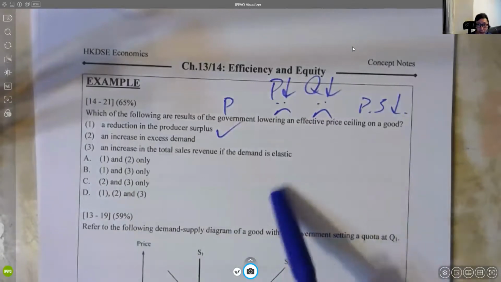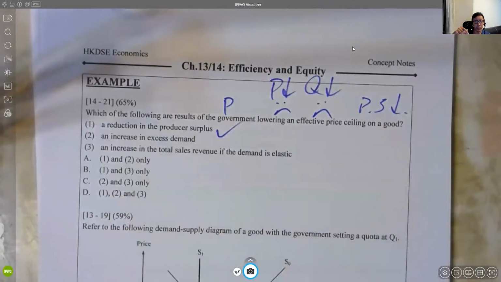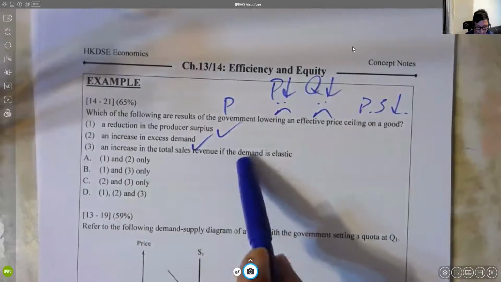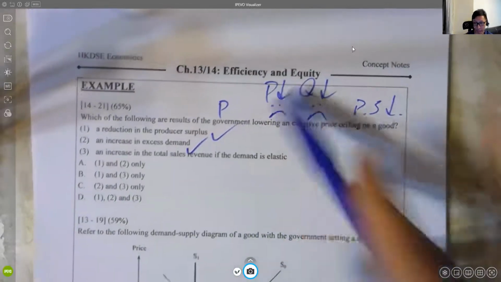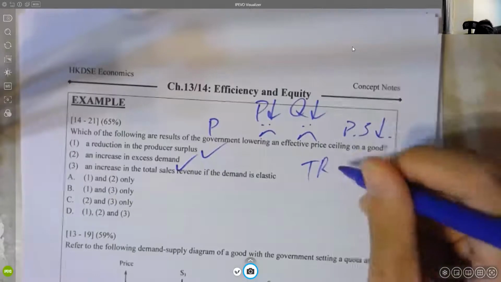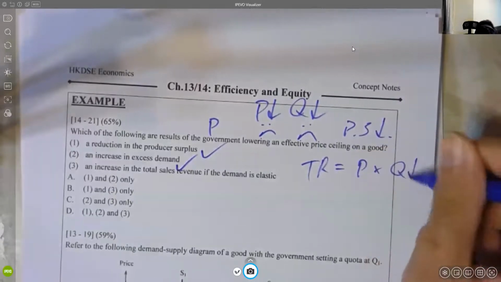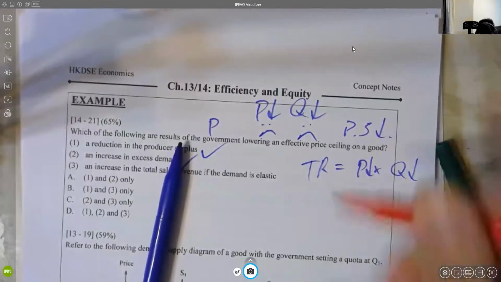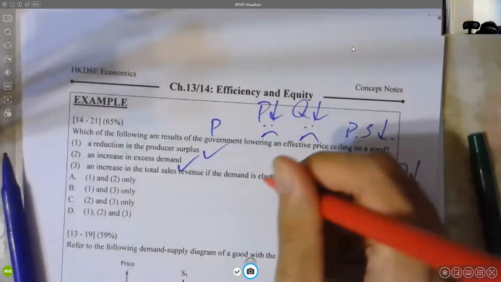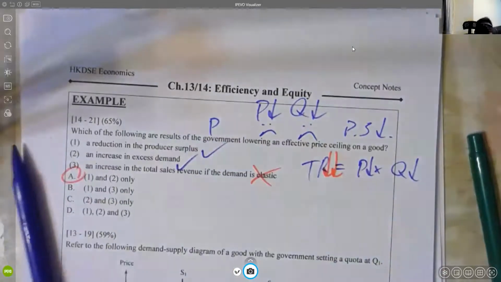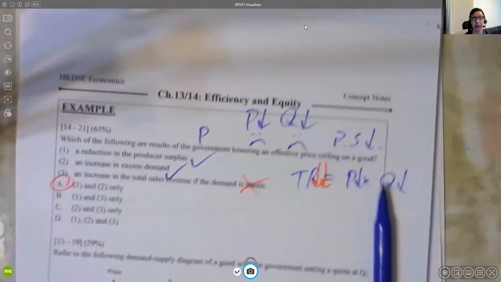Now, for a price ceiling, right? Things are too cheap, so too many people want it. Now you lower it even more, becomes even cheaper, so more people want it. Yes, more excess demand, right? More and more people want it. And an increase in total sales revenue if it is elastic. No, right? Total revenue equals P times Q. This decreases, we know that total revenue must decrease, right? Not relevant. Therefore, 1 and 2 will be the answer that we want.